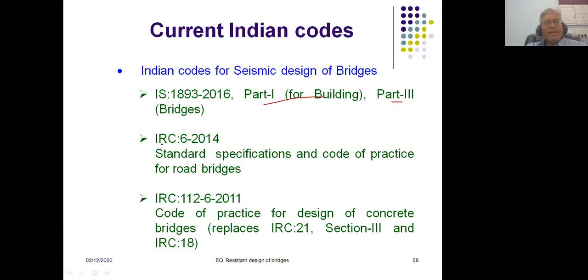But most of the time we use IRC, the Indian Roads Congress code, for the highway bridges, and IRS for Indian Railways. So for railway bridges, their own codes are there, and for road bridges, their own codes are there. So that is why IRC codes are normally used.